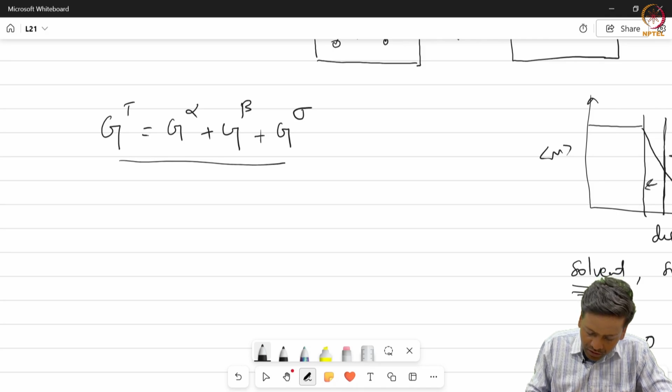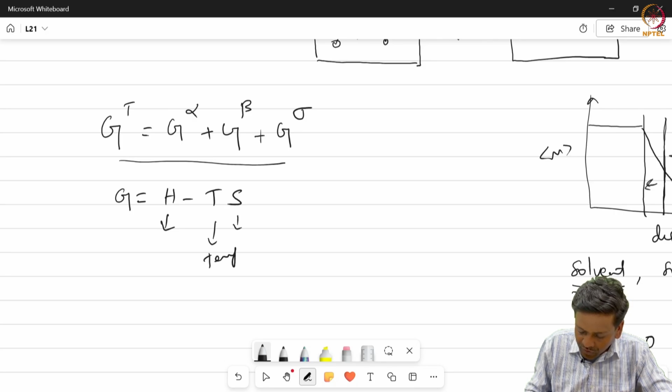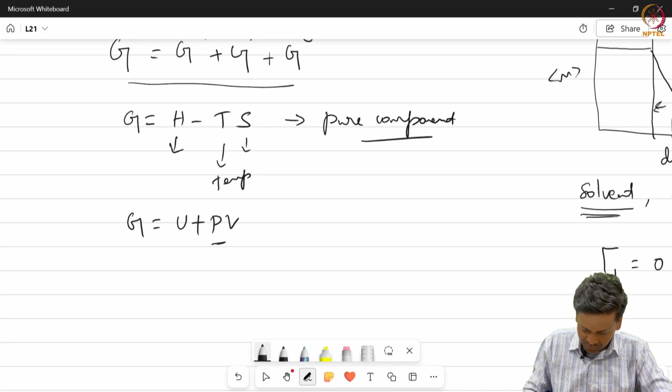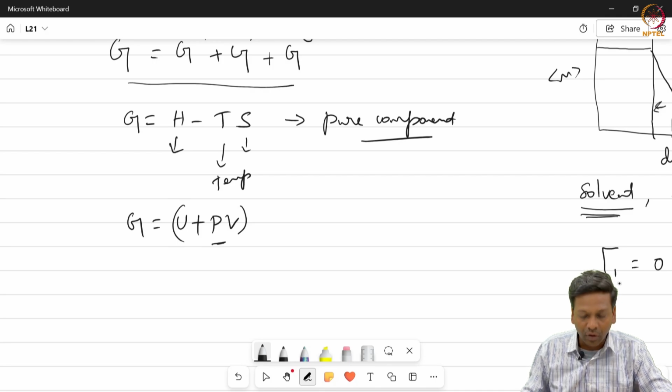Now if we have to define it for a general case, we know G is nothing but H minus TS, enthalpy and entropy, and T is temperature. This is for a pure component. We can break down enthalpy further into U plus PV, which is actually PV work, minus TS. This is again for a pure component.